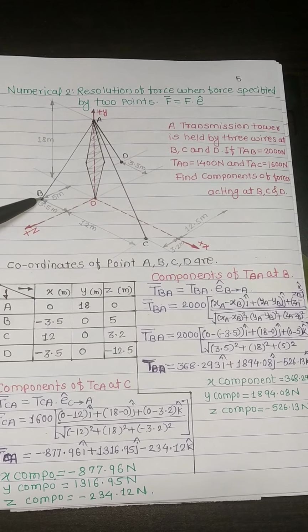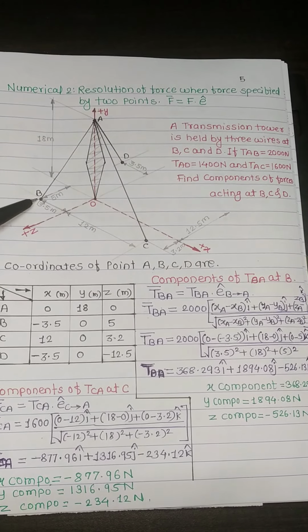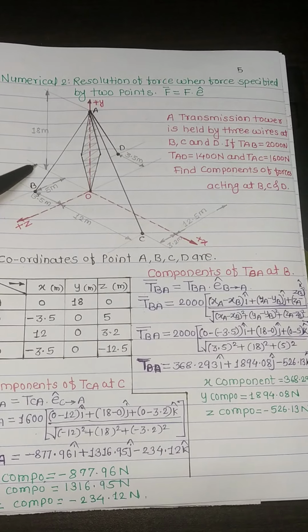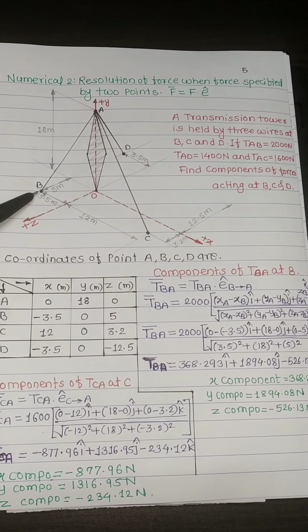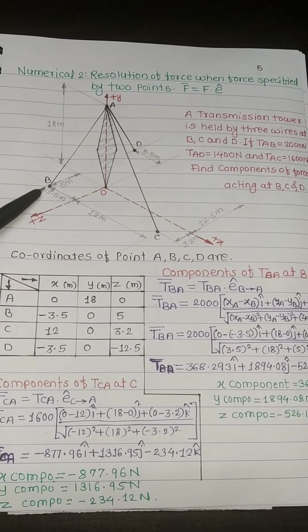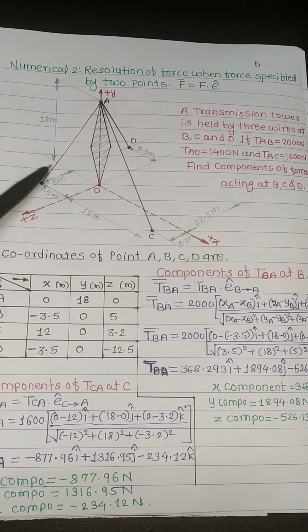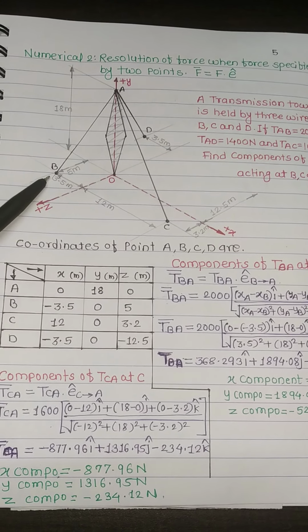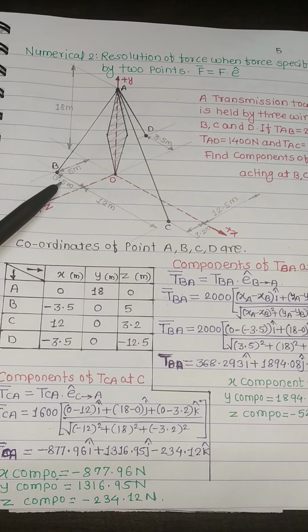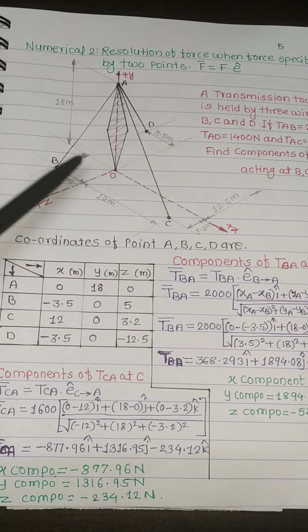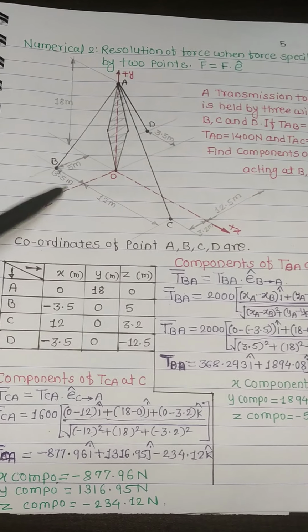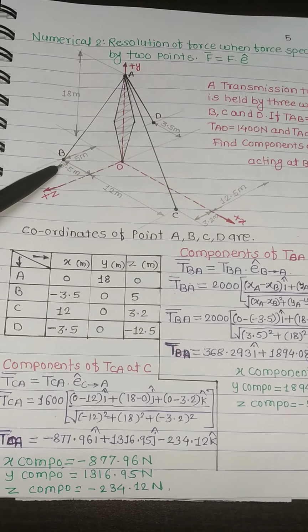Then B is defined at this place. B is defined in positive z and negative x plane. Therefore, its y coordinate will be 0, and for B the x coordinate parallel to the x line is 3.5 meter. As the axis is negative, it is minus 3.5 meter. Then parallel to z axis, the z coordinate is 5 meter, and z is positive.